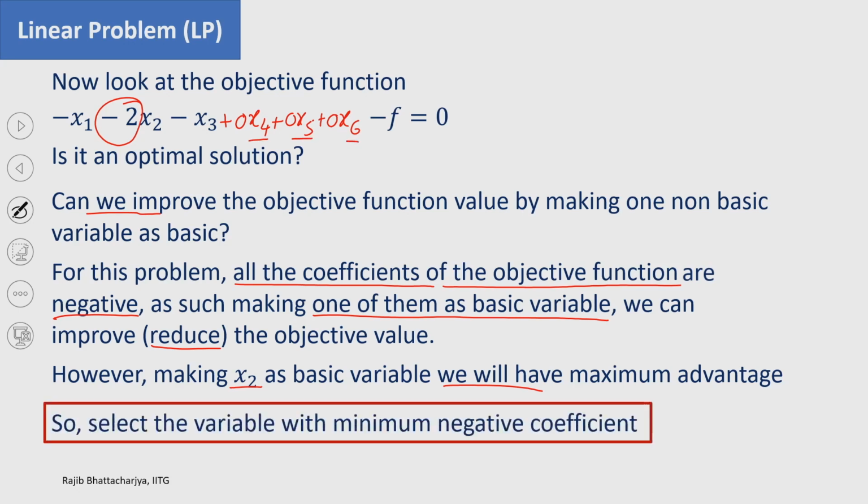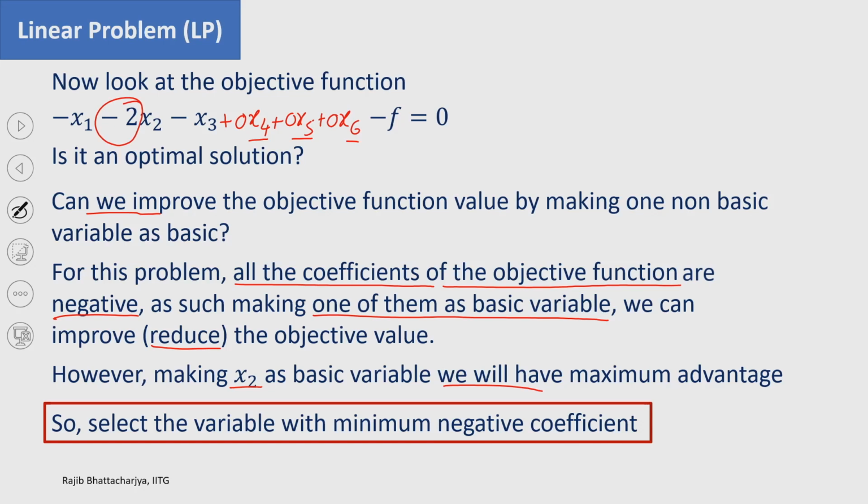So, therefore, what we will do? We will select the variable with the minimum negative coefficient. So, what is the first rule? The first rule is how we select the variable. We have to take a decision whether we will make x1, x2 or x3 a basic variable. Out of these three we have to select one, and we can select any one of them, because if we select x1 then the objective function will reduce, if we select x2 then also it will reduce, and if we take x3 then also it will reduce. That means we will get an improved solution.